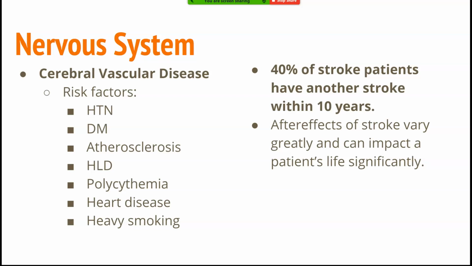Cerebrovascular disease has a number of different issues, including not only Alzheimer's and vascular dementia, but stroke. 40% of stroke patients will have another stroke within 10 years. High risk. Patients who have a TIA are at an increased risk of having a stroke within 30 days. So, history is essential. Also, understanding what the patient's new baseline is after having a stroke is essential.